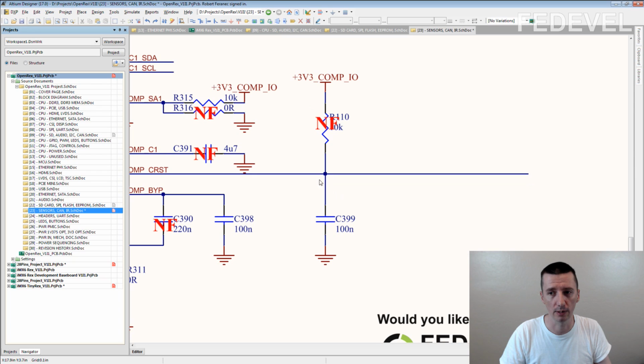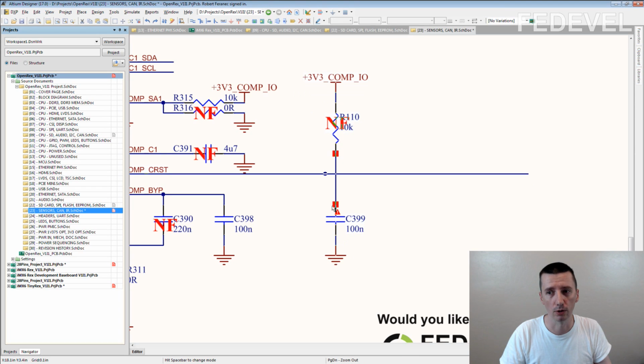Watch, can you see the junction here? Now I'm going to select this and I'm going to move it a little bit like this, and watch. See what happened? It disappeared, the junction disappeared. It's very dangerous, very dangerous.